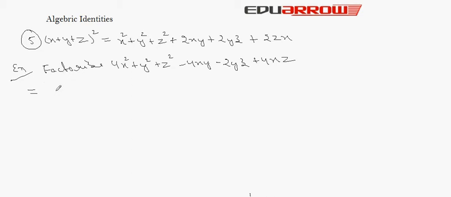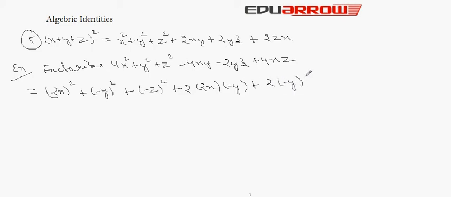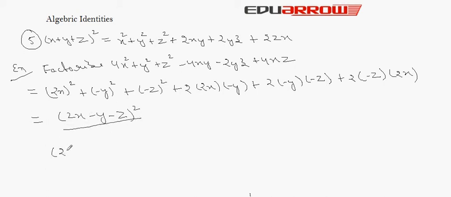The above expression can be written as (2x)² + (−y)² + (−z)² + 2·2x·(−y) + 2·(−y)·(−z) + 2·(−z)·2x. So it is equal to (2x − y − z)² by using the fifth identity as discussed above. So the factors are (2x − y − z) and (2x − y − z).